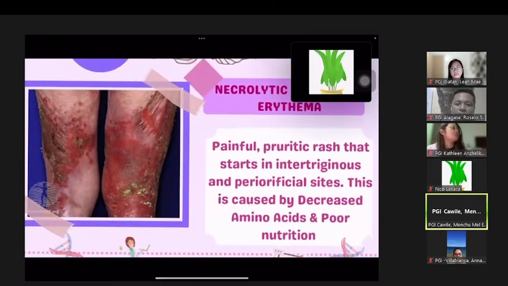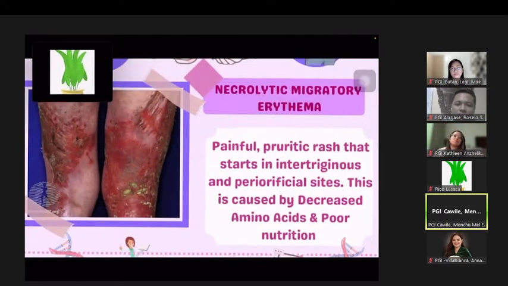So there is also necrolytic migratory erythema. So this is a dermatosis that is associated with glucagonoma syndrome. So it is present in up to 90% of the patients. So it is widespread with main areas of involvement being perioral, perigenital regions, and the extremities.